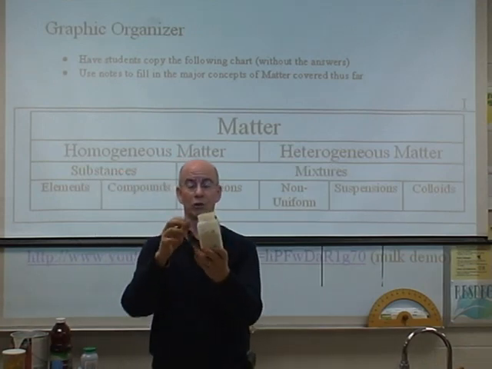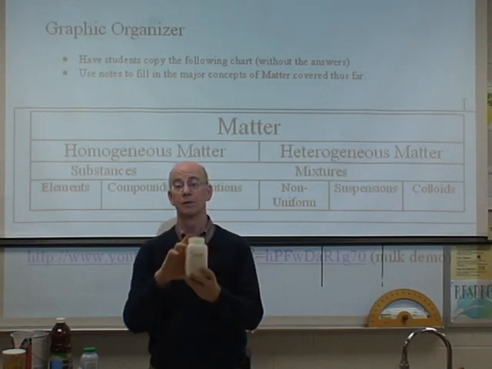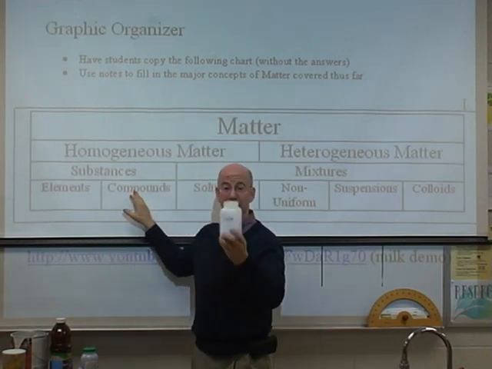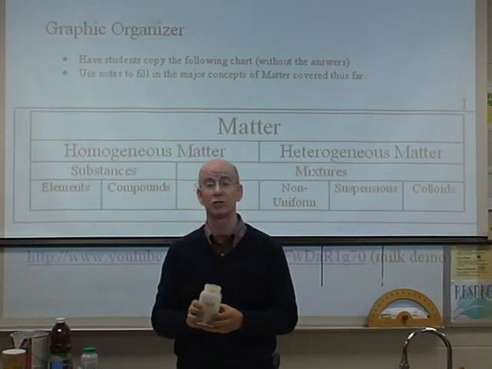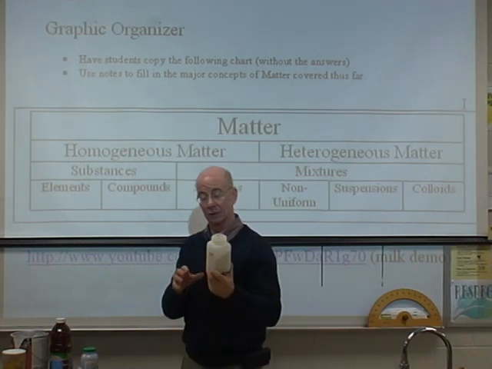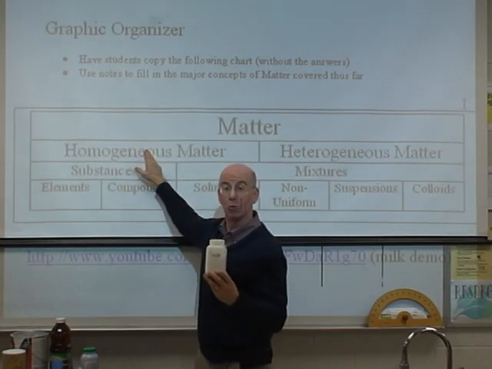13 would be sugar. If we open this up, it's got sugar in it. Sugar is a compound. This is table sugar. Its chemical formula is C12H22O11. It is a compound. Therefore, it's pure. It's not a mixture. It's homogeneous.